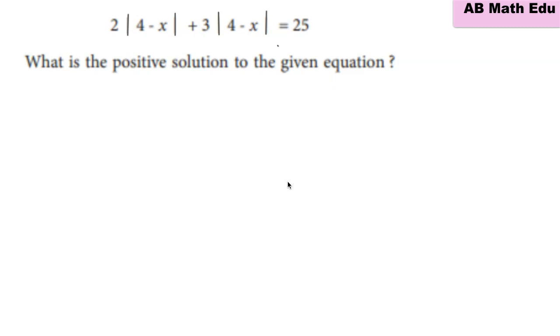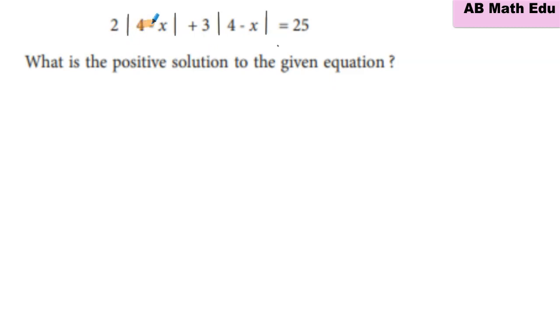Today we are going to look at absolute equations when it comes to SAT and ACT and other scholastic exams, how the questions will be worded. We are going to look at all the strategies. We have a question before us. So 2 into absolute 4 minus x plus 3 absolute 4 minus x equals to 25.